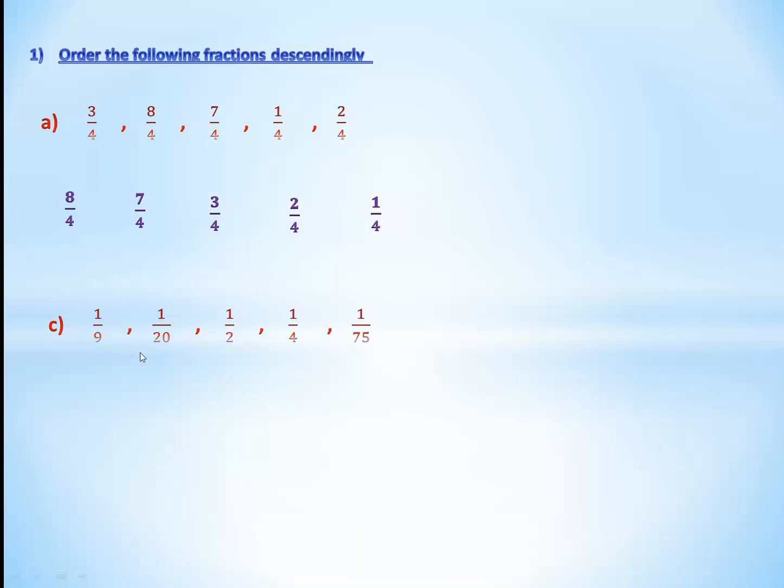Here 1/9, 1/20, 1/2, 1/4, 1/75. Descending order. Descending means from the biggest to the smallest. The biggest is the one with the smallest denominator: 1/2, then 1/4, then 1/9, then 1/20, then 1/75.